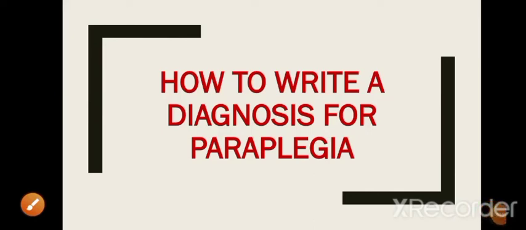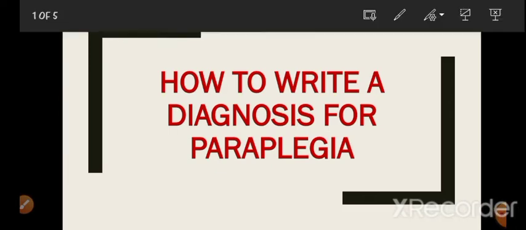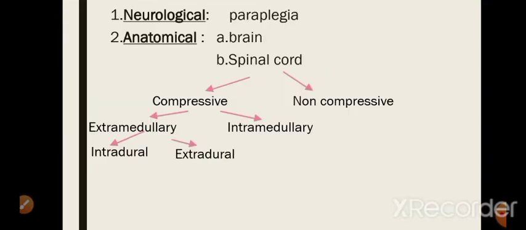Hello all. Today it's the last section for paraplegia, and we'll study how to write a diagnosis for paraplegia. First of all, we have to include it neurologically: what's the paralysis? It's a paraplegia, or it may be a paraparesis.